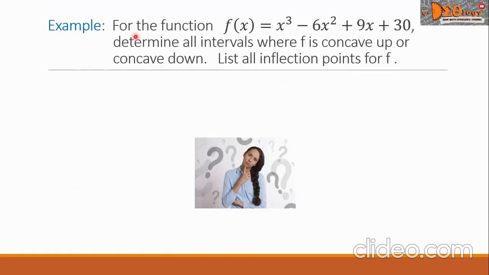Let us see this example. For the function f of x equals x cubed minus 6x squared plus 9x plus 30, determine all intervals where f is concave up or concave down. List all inflection points for the function f.